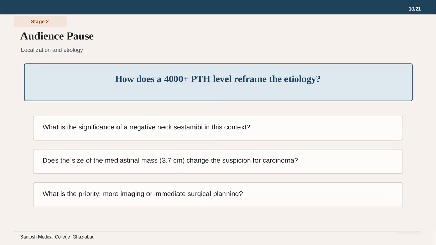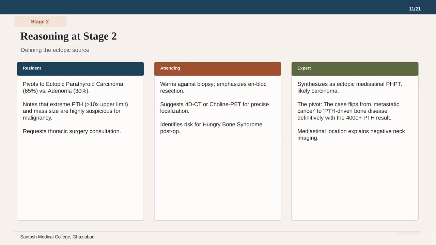Let's examine how our clinical team reasons through these new high stakes data points. The reasoning at stage 2 shows a clear shift in focus. The resident now pivots toward ectopic parathyroid carcinoma, noting that the extreme parathyroid hormone levels and the size of the mass are highly suspicious for malignancy. They are already requesting a thoracic surgery consultation.